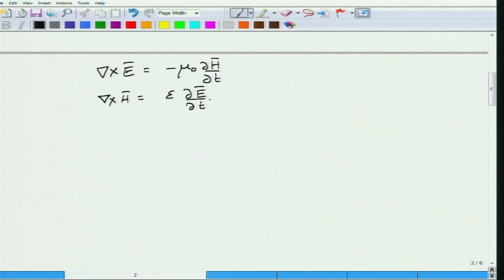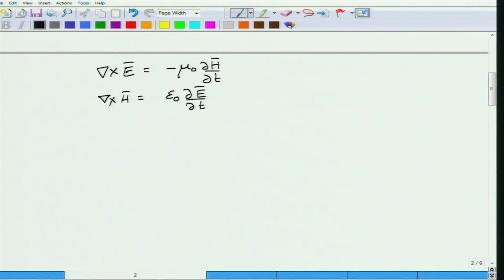Okay, if it is free space that we are considering, let's consider free space for now, epsilon becomes simply epsilon 0. In case epsilon is not epsilon 0, then you will have to replace epsilon 0 by epsilon 0 into epsilon r. No big deal.